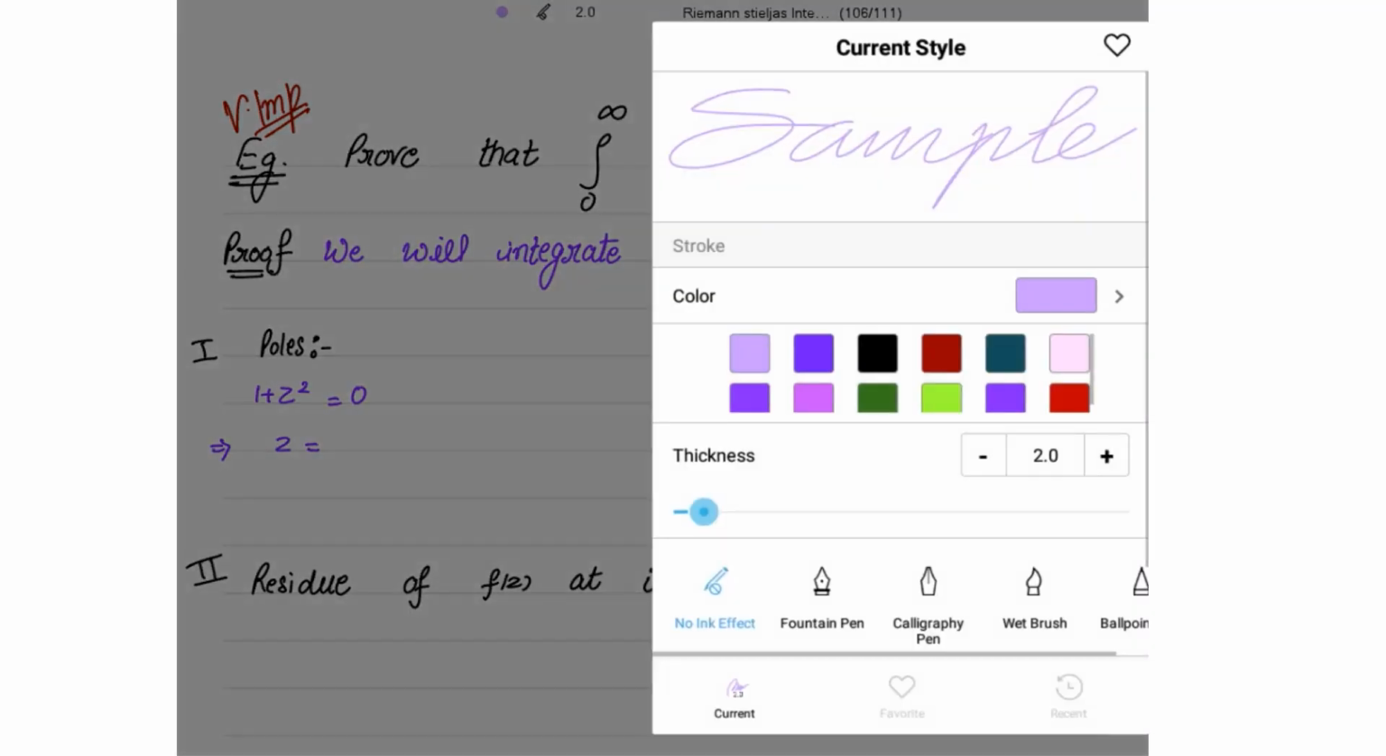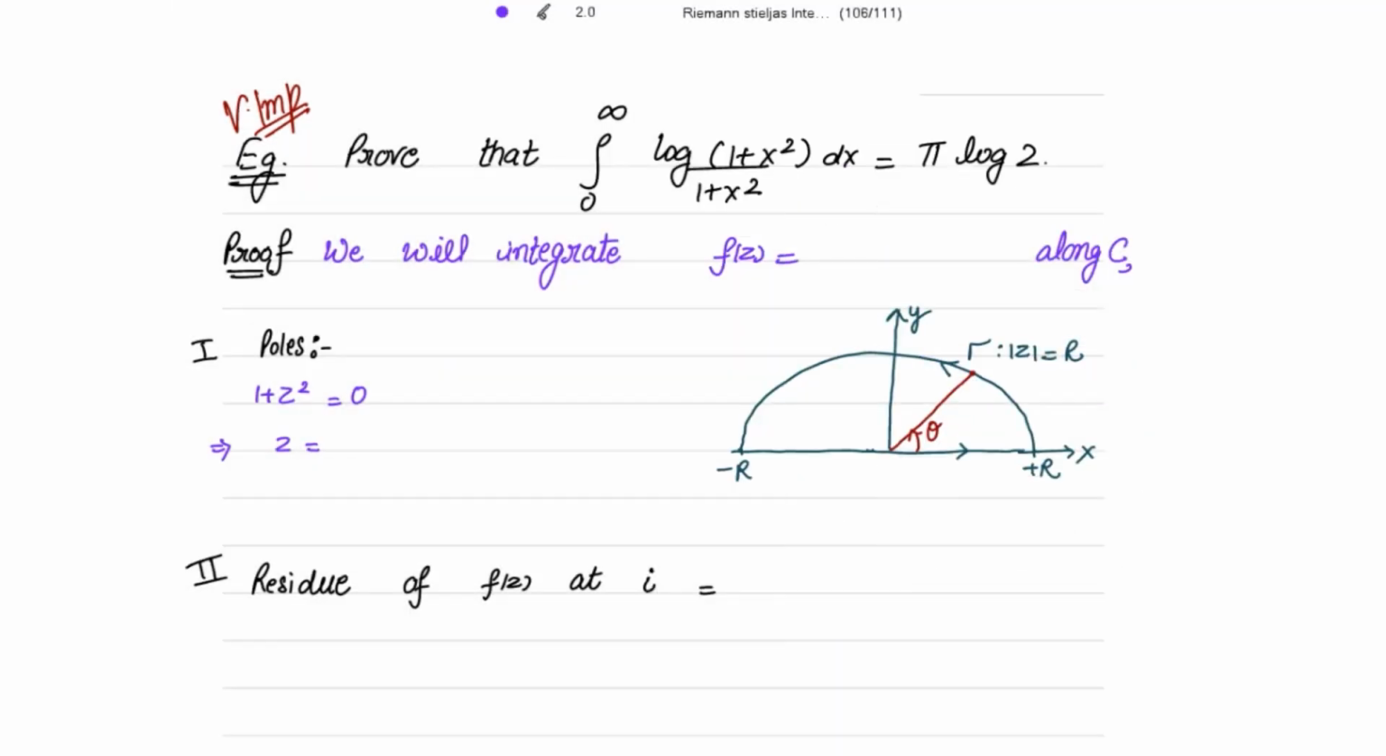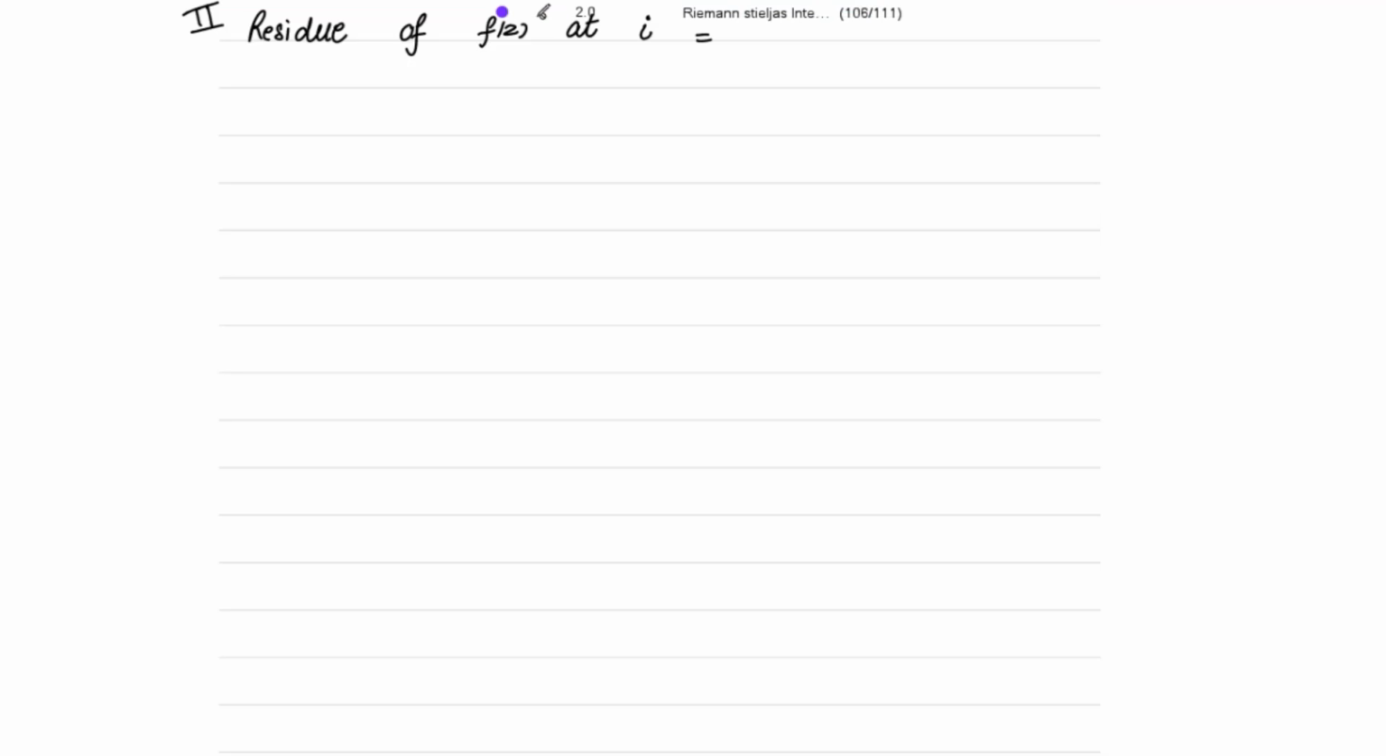So now I'm going to start with the example having log in the numerator. Alright, fine. The example is: prove that the integration from 0 to infinity of log of 1 plus x square over 1 plus x square dx is equal to pi log 2. Now here in the numerator I am having log of 1 plus x square, right? So we will integrate f of z, and yes, in the numerator this will be changed into log of z plus iota.